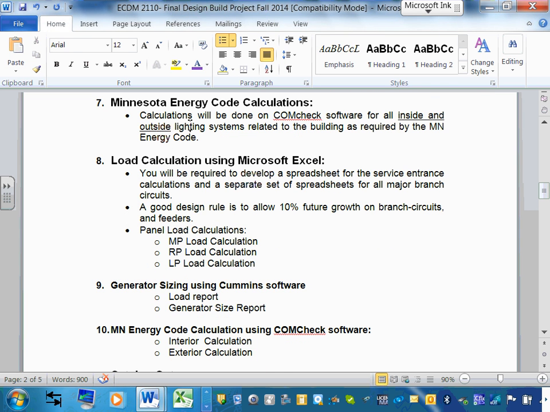Okay, Minnesota Energy Code. We will be using ComCheck, guys, to do the inside and the outside for Energy Code. I do have a link for you to download these files.